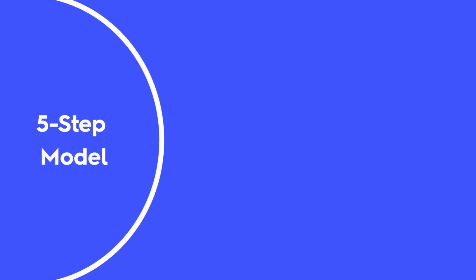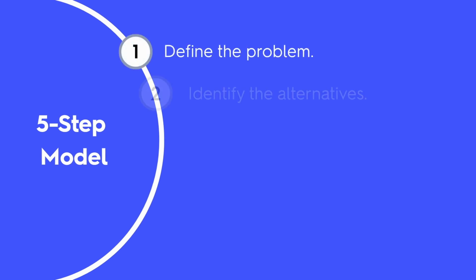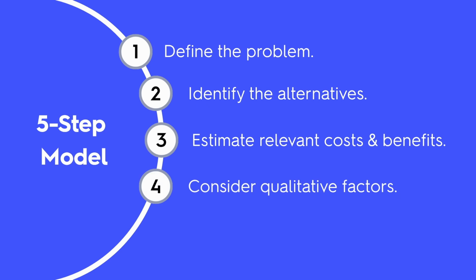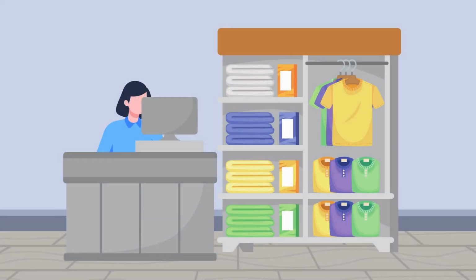Here is the model we will use. First, define the problem. Next, identify the alternatives. Then estimate relevant costs and benefits. After that, consider qualitative factors. Finally, make the decision. Let us test the model with a special order.